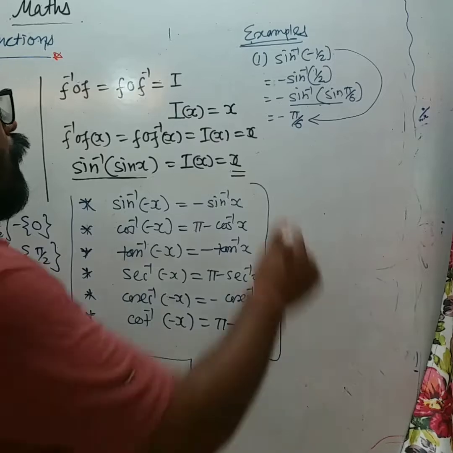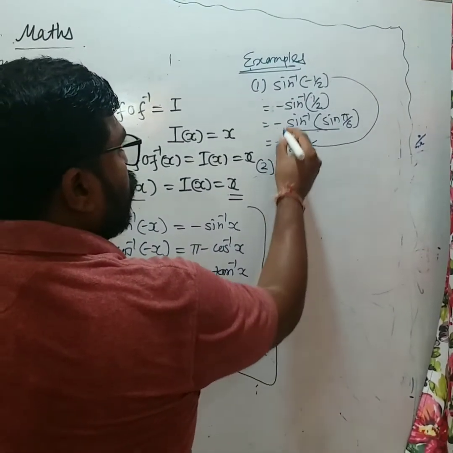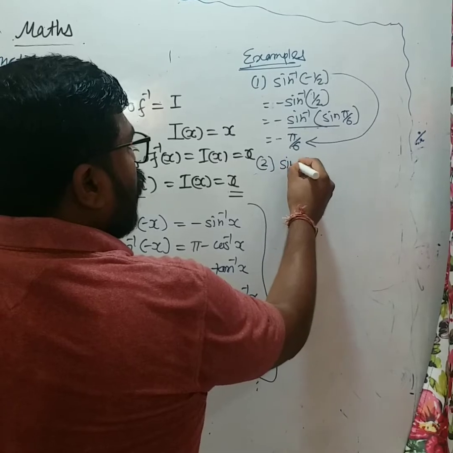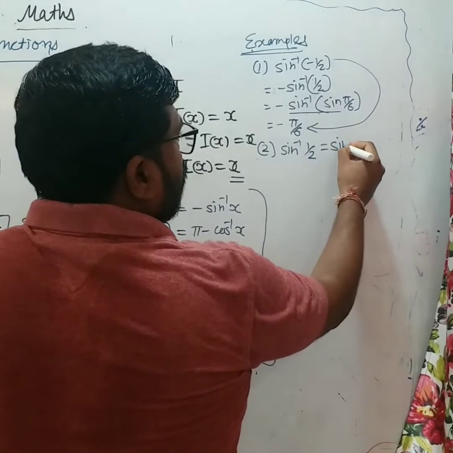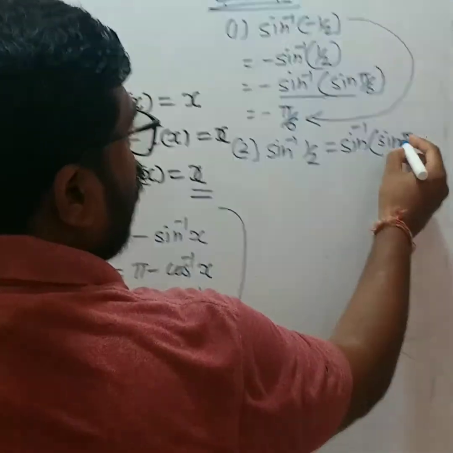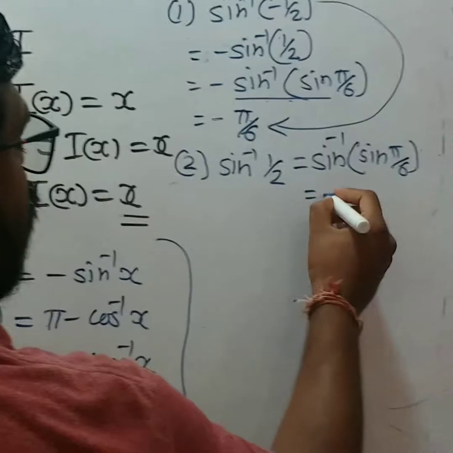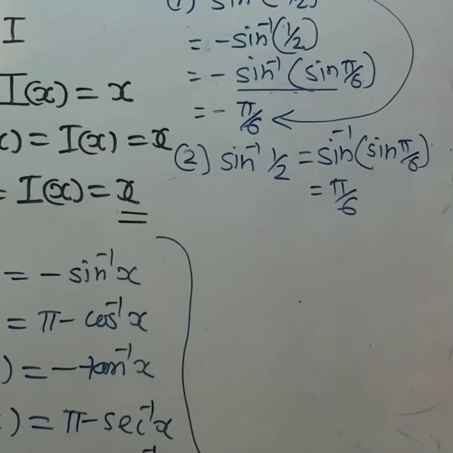Understood? Now see here, my second question. If sine inverse of only half is given, then what happens? Then we can write simply sine inverse of sine pi by 6 and the answer is pi by 6. There is no confusion. We can write it directly.